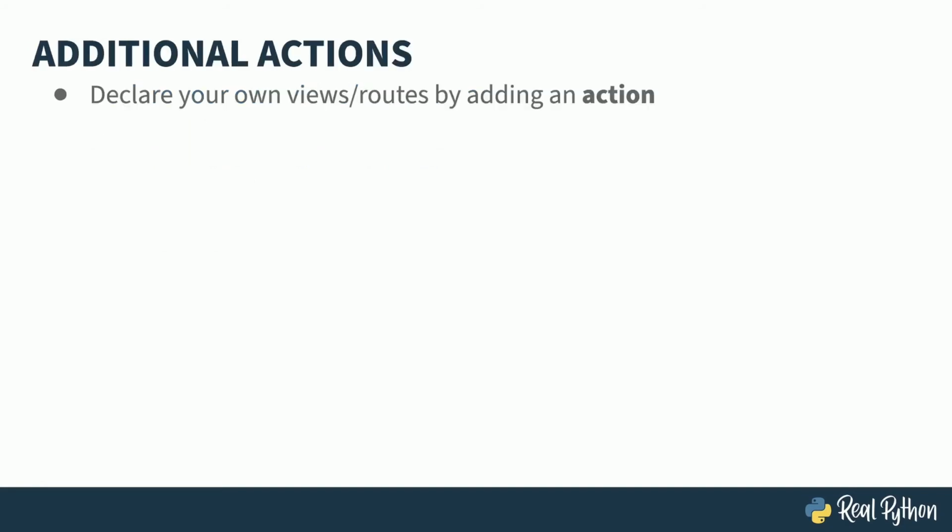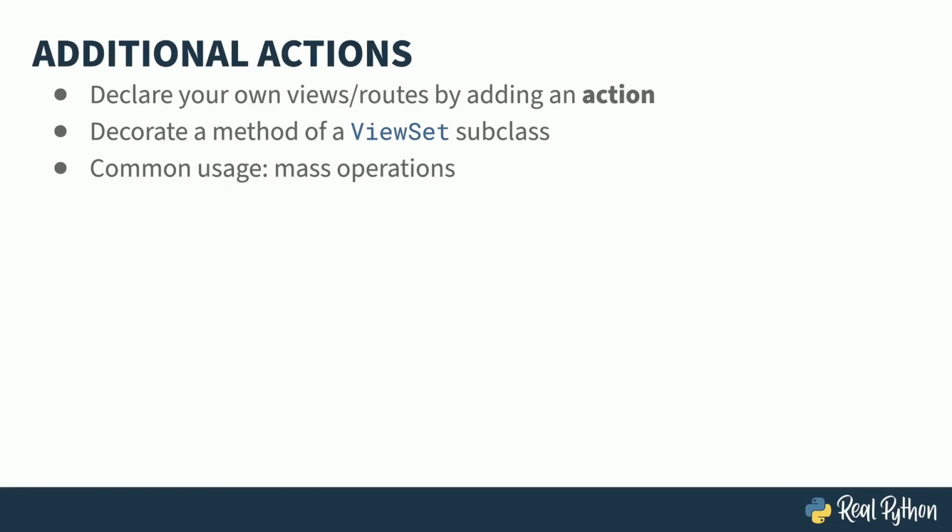Additionally, if there's something that you want to do that isn't covered by one of those actions, you can declare your own. You do this by adding a method to a viewSet subclass and then decorating it, indicating that it's an action. One of the more common purposes for this is mass operations. REST, by default, doesn't support the change of more than one object at a time. For example, if you wanted to be able to delete multiple objects, you would have to make multiple calls. Instead, you can create an action which is mass delete. Let me show you how to do that right now.